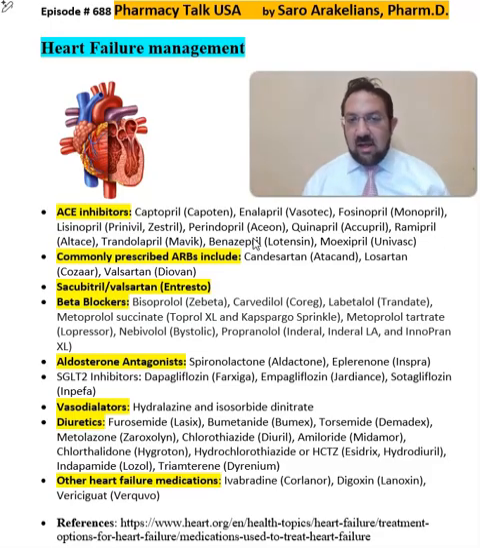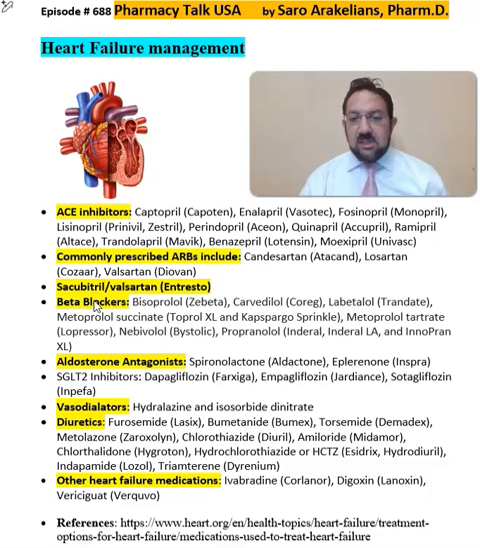Then we have sacubitril valsartan, which is a combination of valsartan, an ARB, which is Diovan, and sacubitril, which is a neprilysin inhibitor. The brand name is Entresto. It comes in 3 different dosings. Again, in my other video, I go over the details of how Entresto works.